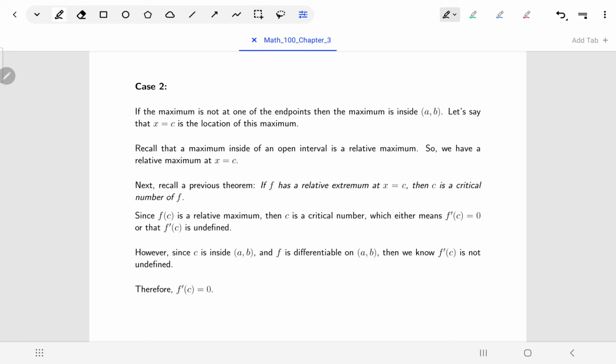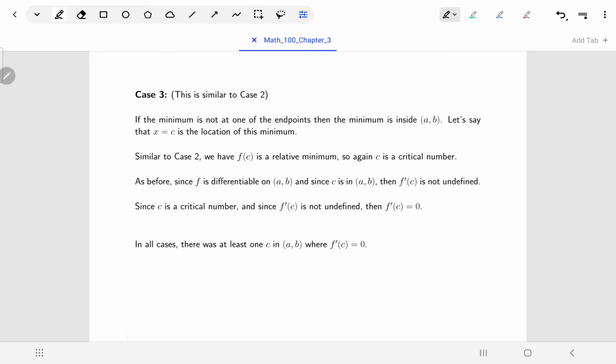And then for the third case, it's pretty much the same as the second. So actually, I can go a little faster this time. I don't have to really remember old things quite as much as I did here. Same sort of idea. If you had the minimum not at an endpoint, then the minimum's inside of our interval. We'll say c is where that minimum is. Same thing as before, f of c would be a relative minimum then, and c would therefore be a critical number. And for the same reasons as before, since the function is differentiable at c, then we know that c is a critical number would mean that f prime of c would have to be 0.